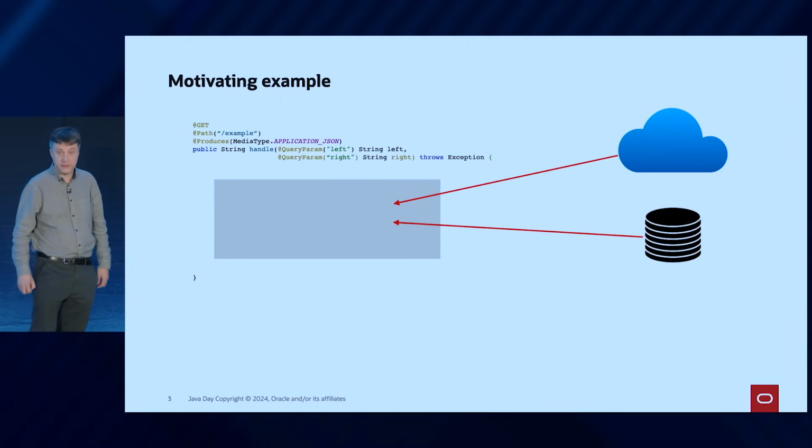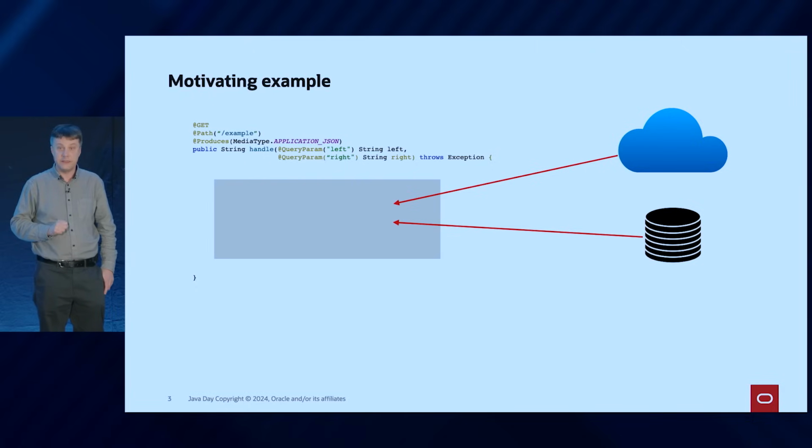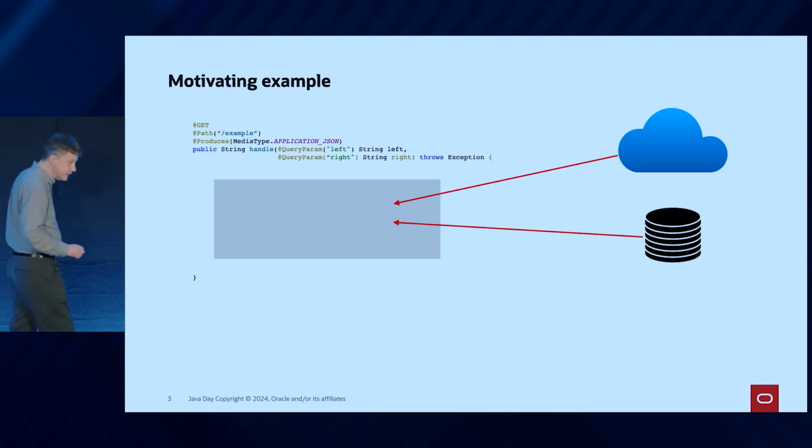I don't know anything about any of this enterprise annotation stuff at the top there. But just assume that there's a method which you can call handle, with some inputs. The code in the gray box, and we're going to focus on the gray box in this presentation, is going to aggregate data from two places. One is some kind of web service off in the cloud. It's an Oracle conference, so there has to be a cloud in there somewhere. And the other source of the data is a database, which I've represented as a stack of coins. Currently, there's money in databases.